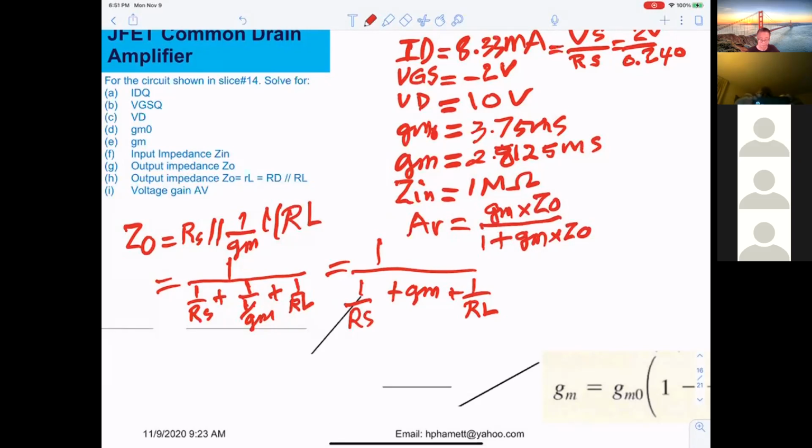When you take the value of GM, since it's in millisiemens, do you have to change that to siemens? Yeah, or do you keep it as milli? You change it, depending on whether you want RS to be in ohms and RL to be in ohms. Then GM must be changed to siemens. Oh, that's why I'm not getting it. If you're using kilo-ohms, then GM will be okay.